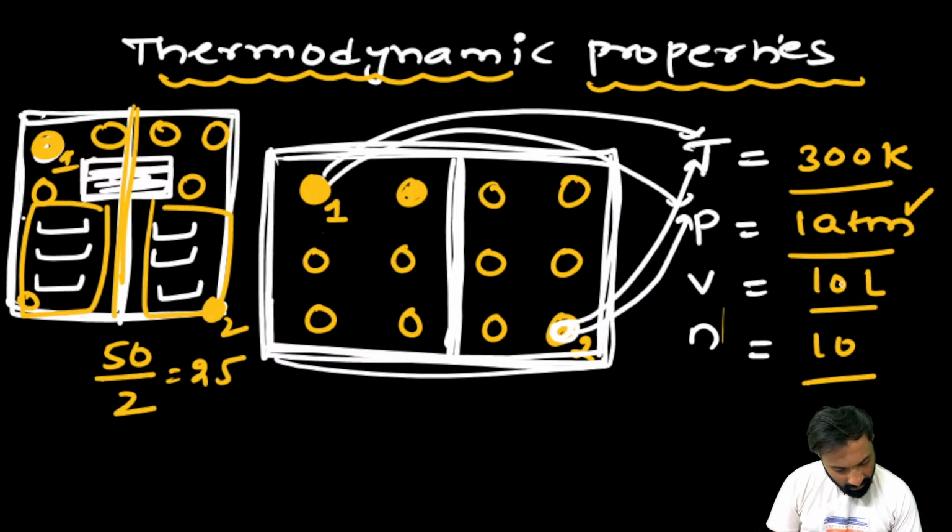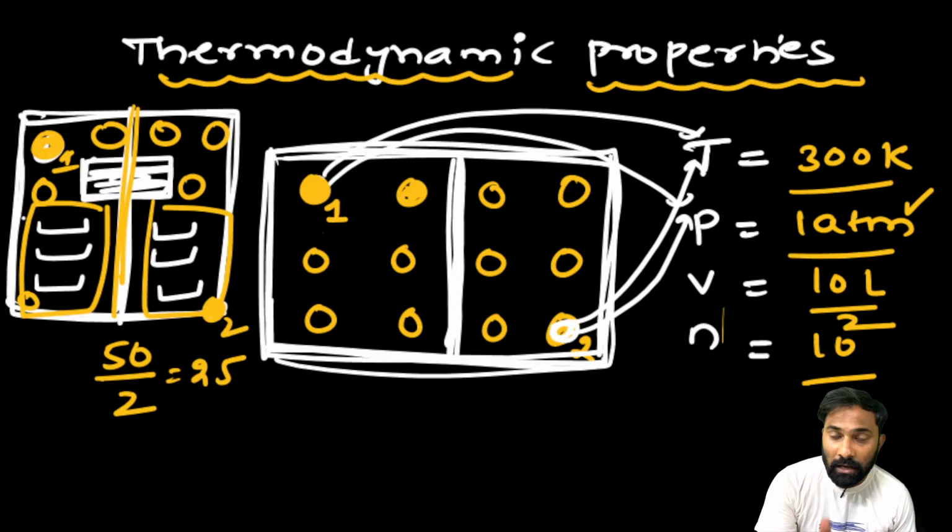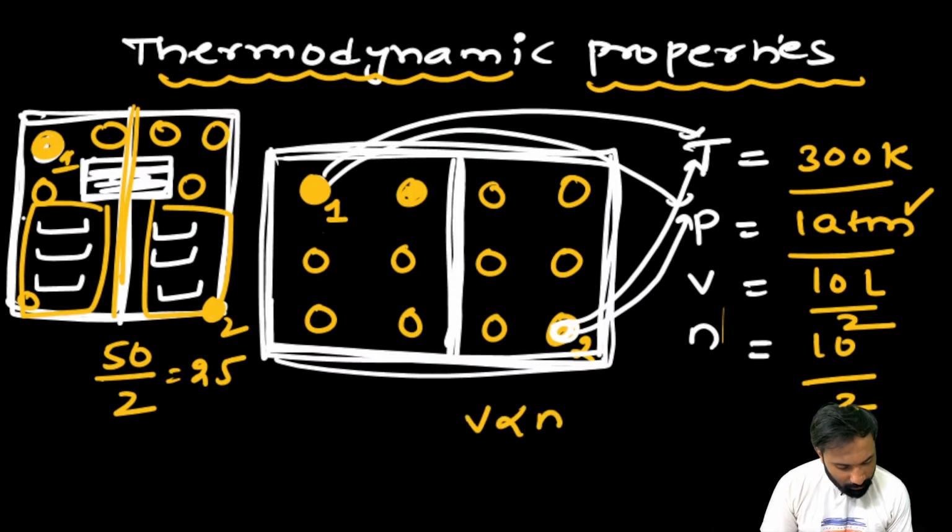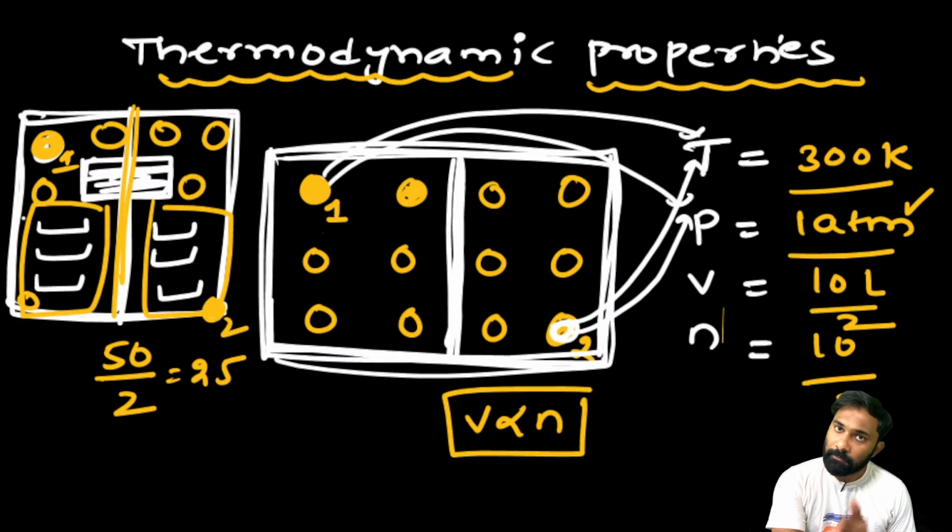In the same way, now the volume also, when I made the partition, what has happened? Volume has become half, right? If the volume has become half, now the number of moles also will become half, because volume is directly proportional to the number of moles, according to Avogadro's law.